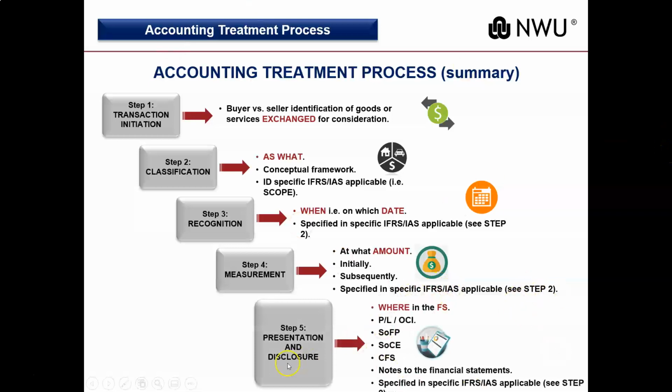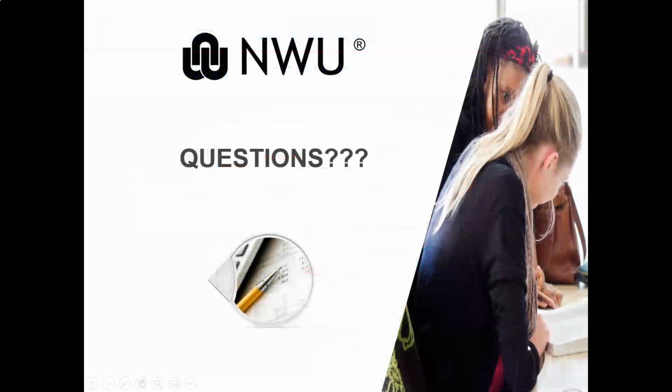And the final step then is presentation and disclosure. Where in the financial statements are we going to disclose this transaction? Is it in the statement of profit or loss and other comprehensive income? Is it going to be in the statement of financial position, statement of changes in equity, or statement of cash flow? Or is that transaction going to appear in more than one of these statements? Very probably it's going to appear in more than one. And then what is the impact on the notes to the financial statements? Again, we're going to be led by the IFRS or the IAS statement applicable to that transaction.